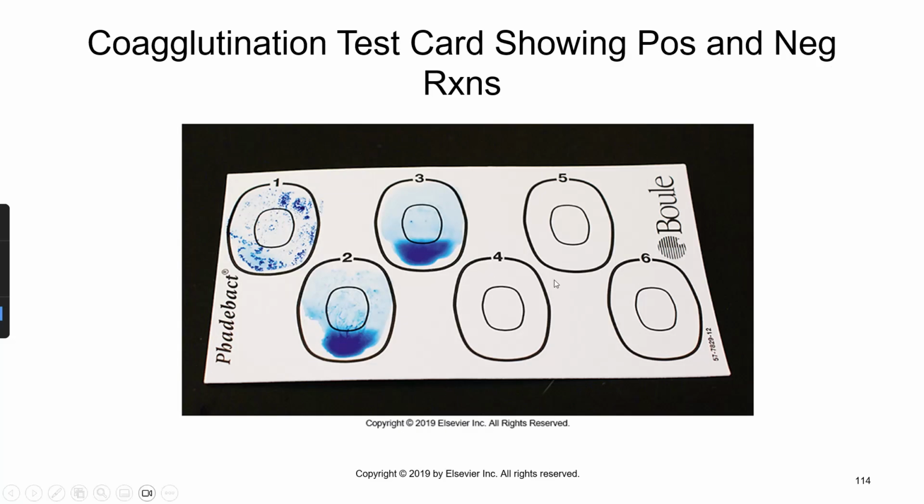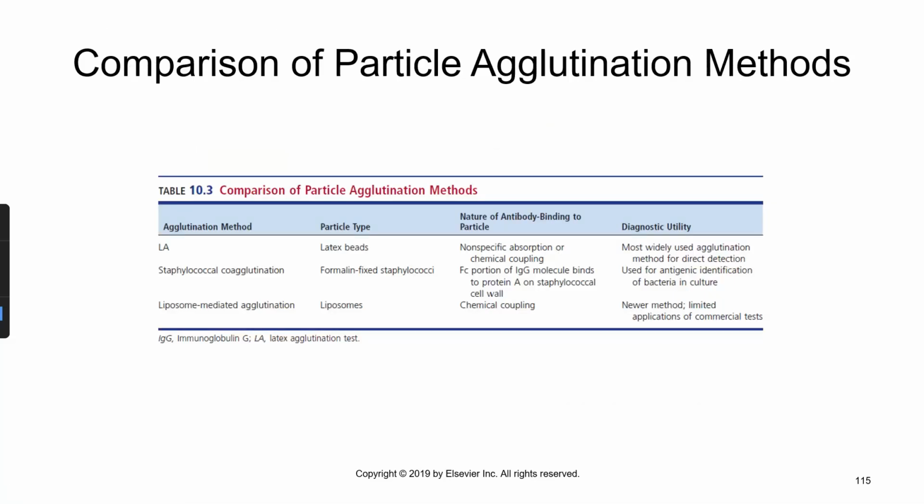And this is a card showing positive and negative results. So you can see the clumping here, which is positive, and you can see here, those are negative. And this is a comparison of particle agglutination methods that you can review. You can pause the video and take a look at this table.